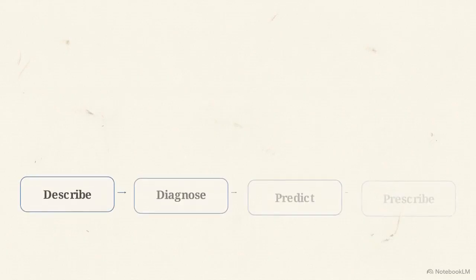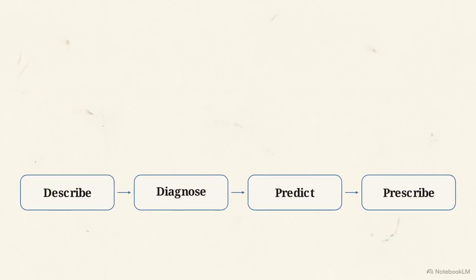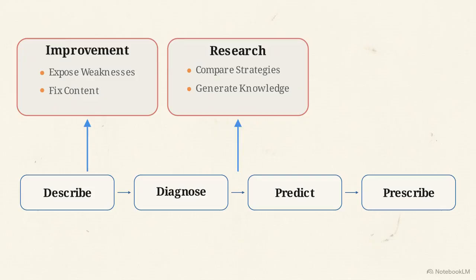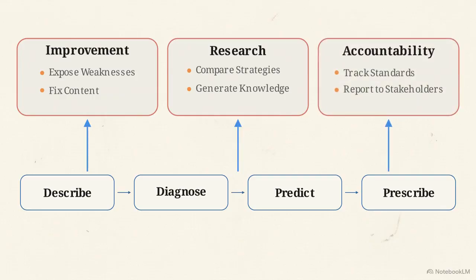Broadly, analytics serves 3 operational purposes. The first is improvement, deploying data to expose weaknesses in instructional design and course content so we can fix them. The second is research, gathering insights to compare instructional strategies and generate new knowledge about learner behavior. The third is accountability, tracking performance against predefined standards to demonstrate program efficiency to stakeholders.